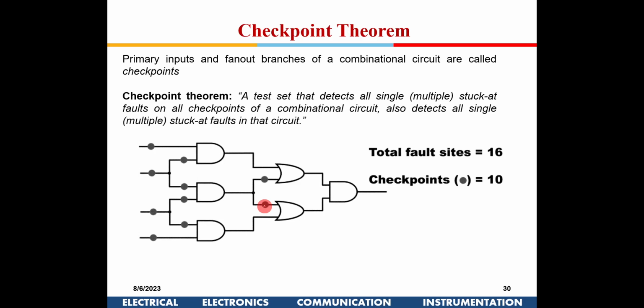So the total fault sites, the checkpoints, are 10, right? So you put all the faults at these sites. It says if you put all the faults at these sites, then it is good enough for checking all of it. It does the entire fault checking. That is what the checkpoint theorem says. If you put the faults at these nodes, it is good enough.